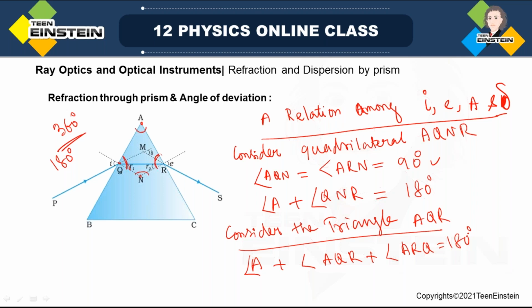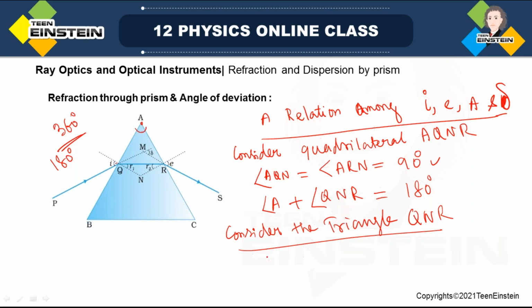Oh, I'm sorry. I have to consider the triangle QNR, not this triangle particularly. Okay, we have to consider triangle QNR. We'll consider the triangle QNR, and from there we'll get some relation between angle of incidence and angle of refraction. See, QNR, this small triangle, I'll just remove this.